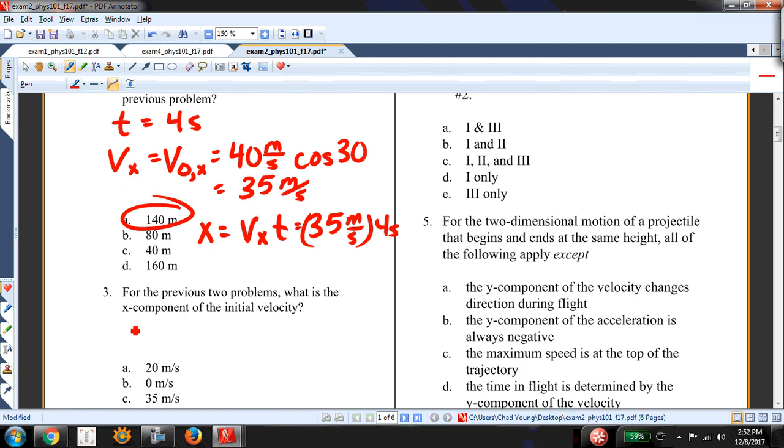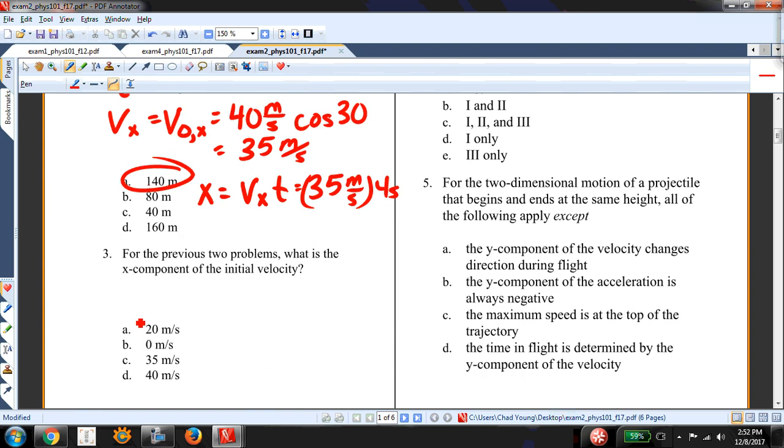What is the x component of the initial velocity? Well, you already found this. It's 35 meters per second. We had to find it up here. So that's a good sequence of questions. You'll certainly see some projectile motion, and it could be similar to that.